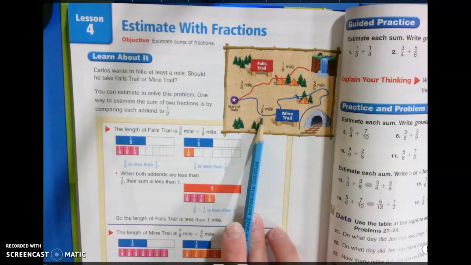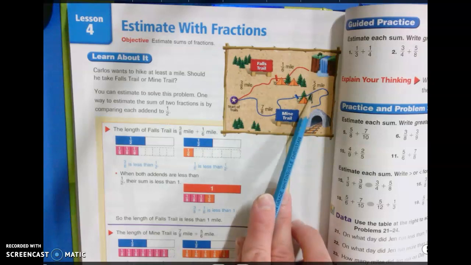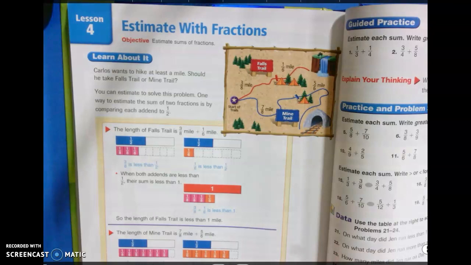Don't you know that 7/8 is a pretty big fraction of that stick of dark blue? And then the second piece over here is 5/6. Again, counting order, that is usually a pretty full stick, isn't it? And I think of, well, 3/6 is that halfway point, and I've got more than 3. I've got 5 pieces of the 6th. So my two pieces on the blue trail are both greater than half, so that makes my Mine Trail greater than a mile, greater than 1 whole, or greater than 1.